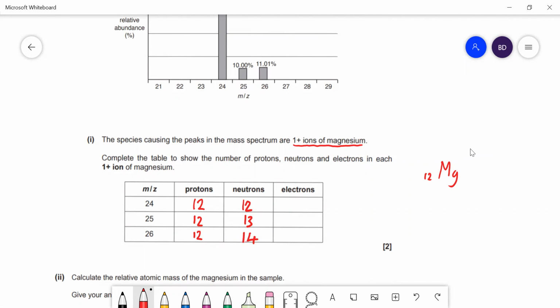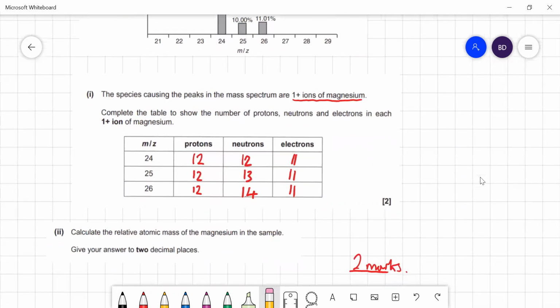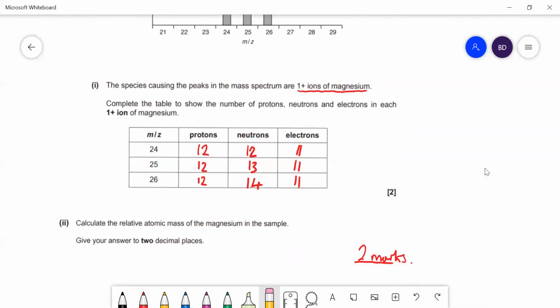Now the number of electrons. A neutral magnesium atom, of course, would have 12 electrons, but this is a positive ion, so it's lost one, so this is 11 electrons for each one. So that's that table done. Now the next part of the question asks us to calculate the relative atomic mass of the magnesium in this sample. 2-mark question.